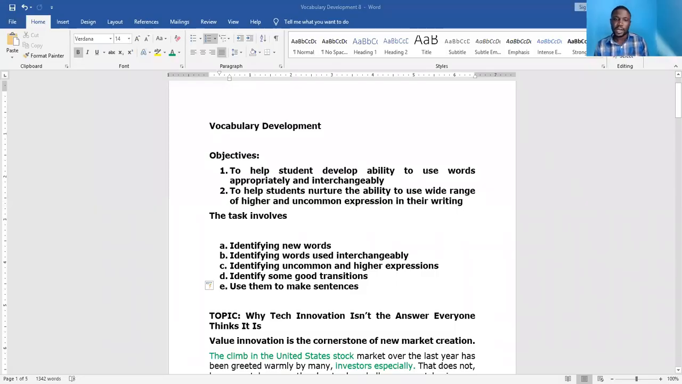The objective is to help students develop ability to use words appropriately and interchangeably. What do I mean? What I mean is that while writing, there are some keywords that will keep popping up. You don't need to repeat yourself. You need to find alternate words or phrases to replace those words. So that's what it means to use words interchangeably.